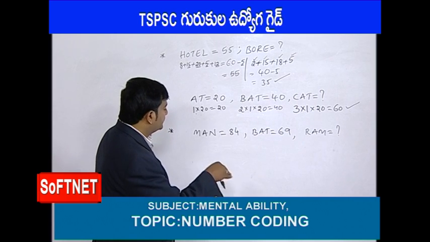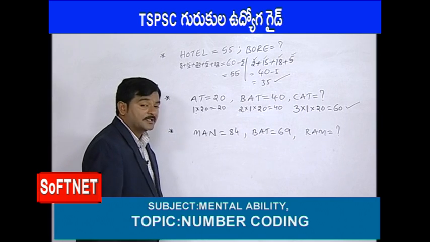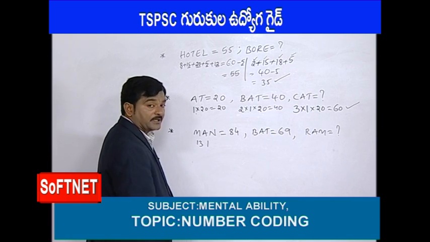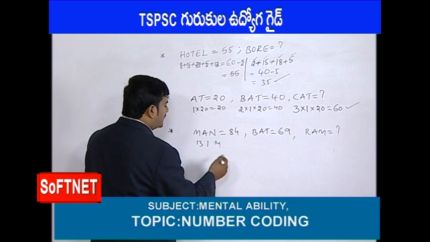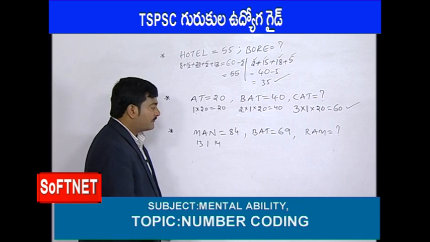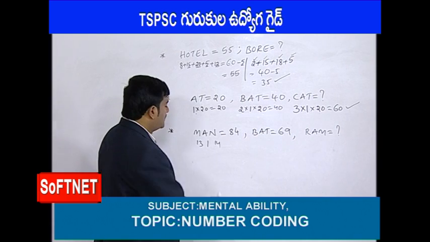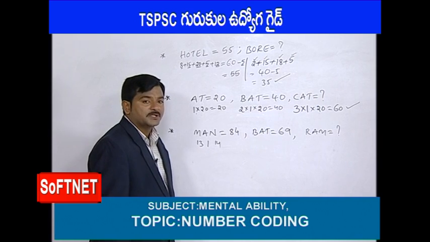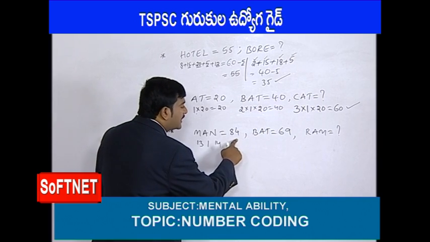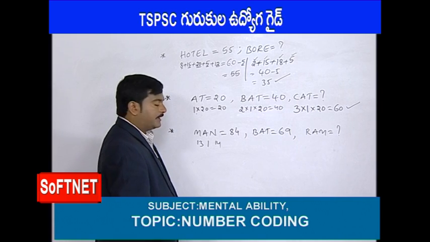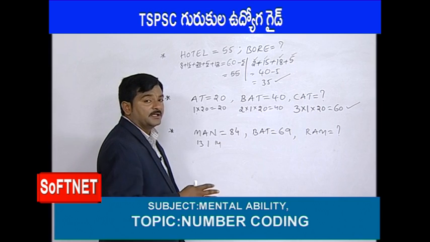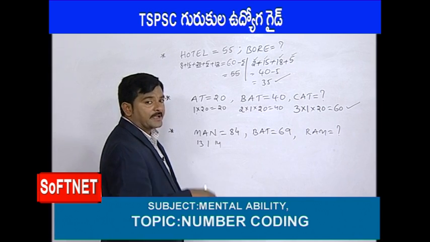Roughly, randomly, we will assign the numbers. M means how much? 13. A means how much? 1. N means how much? 14. Once we add all these, are we getting 84? You will get the idea. 13 plus 1, 14. 14 plus 14, how much? 28. But is 28 there here? No. How much is there? 84. We cannot conclude anything. That means we are not finding any relation between the given word and the numerical number.